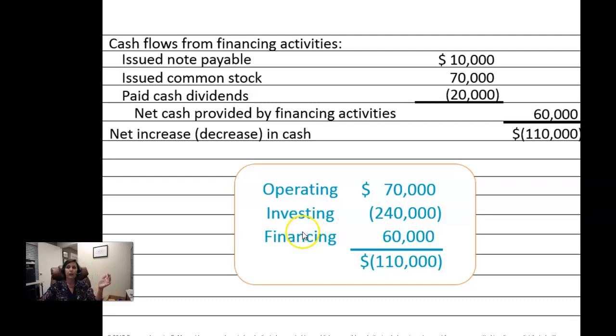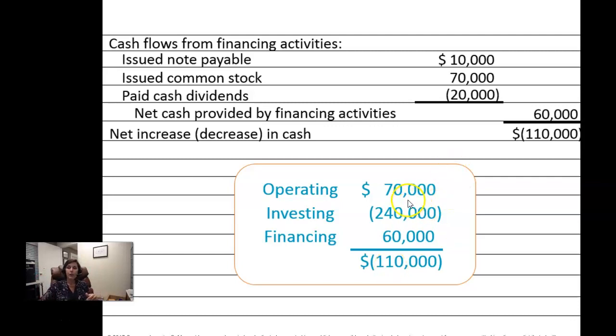So this isn't something that you need to worry about. But just as a recap here, we've got cash from operations of $70,000. We had cash outflow for investing purposes of $240 and financing inflows of $60 for a total decrease in cash of $110,000. Now, hopefully you will remember in the last video when we started looking at the statements and I said, remember this decrease in cash. This will be important to know whether or not our statement of cash flows is proven to be true.